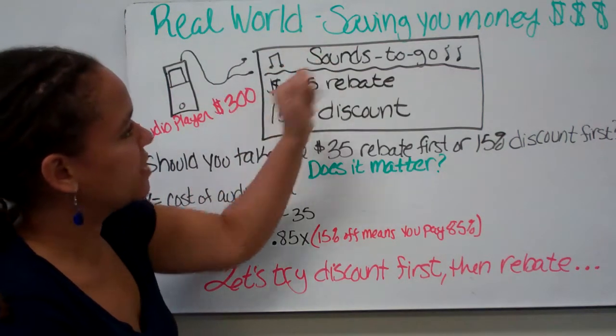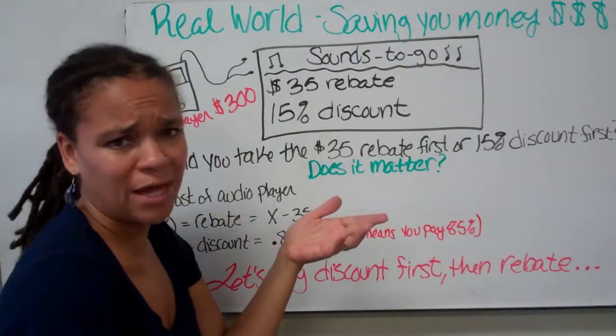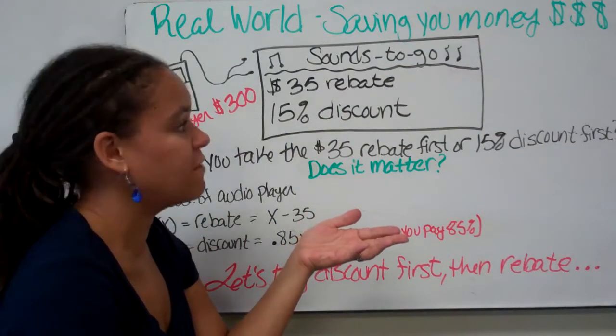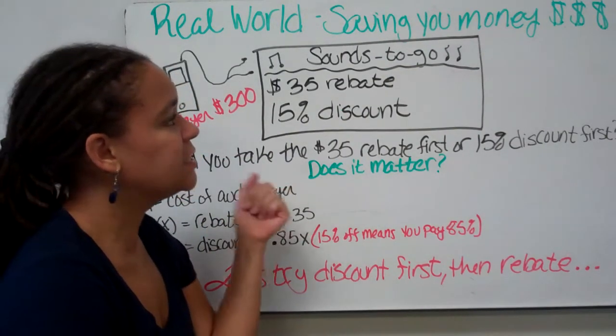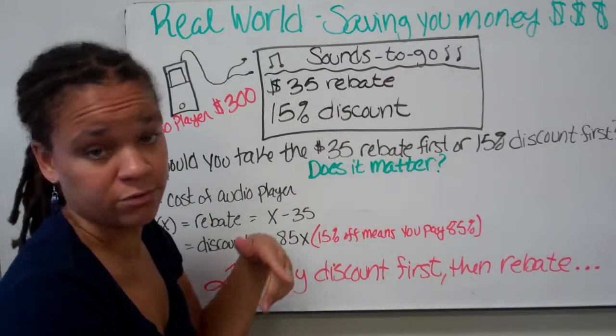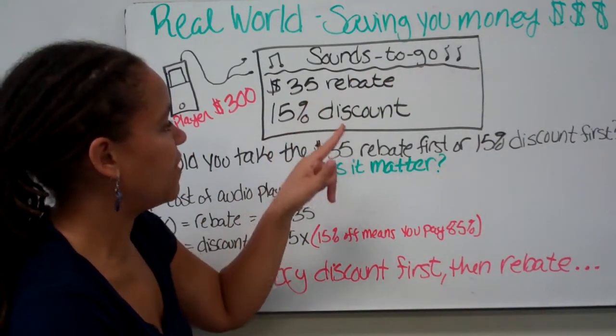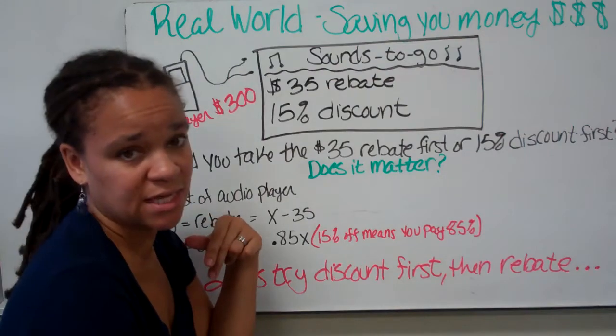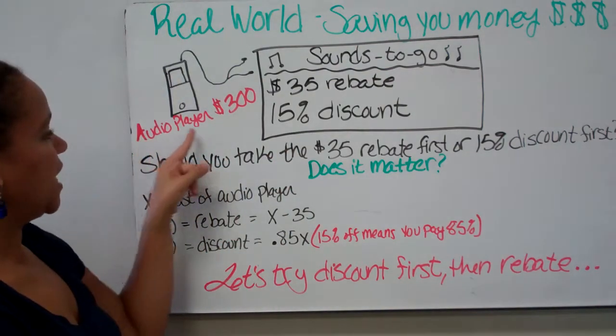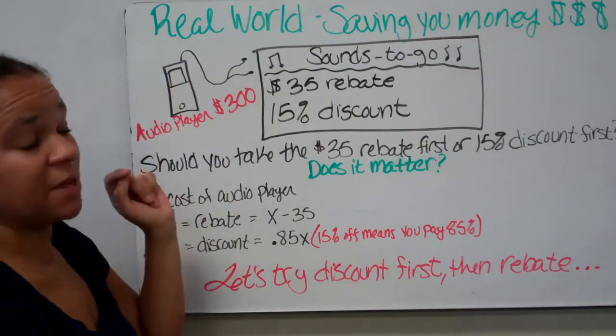Here's our real-world example, saving your money. Why the heck would we ever use this composite function stuff? Well, let me give you an example. Let's say you're going down the street to Sounds to Go, a new store in the neighborhood. They have a $35 rebate and a 15% discount. So you want to buy a nice audio player with some headsets.